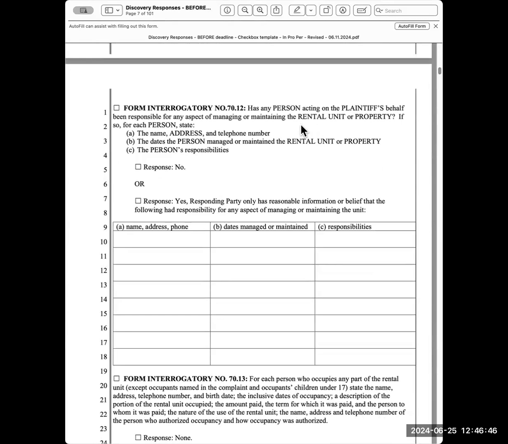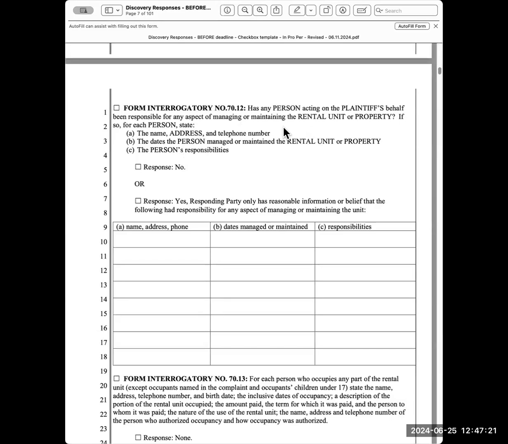70.12 is asking, has any person acting on the plaintiff's behalf been responsible for any aspect of managing or maintaining the rental unit or the property? If so, for each person, state the name, address, and telephone number, the dates the person managed or maintained the rental unit or property, the person's responsibilities. This question can be answered by both parties. However, the plaintiff might have more specific information because it was their staff. You're going to be going based on whatever information you have.